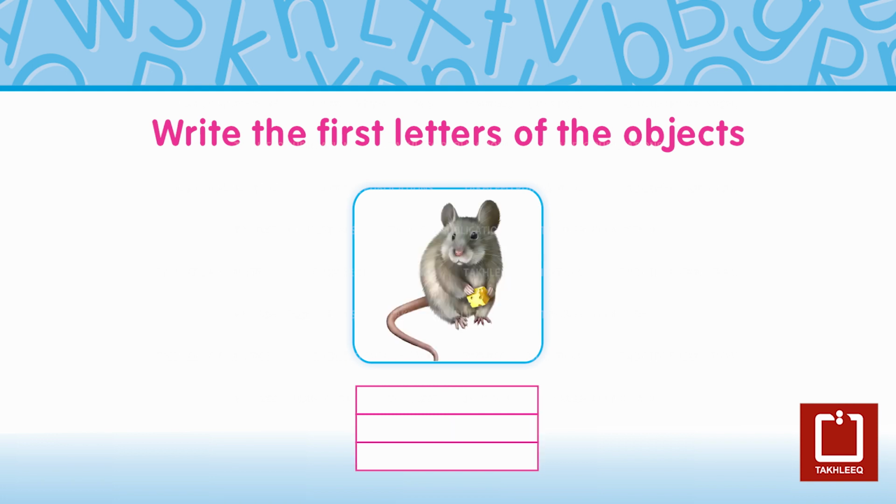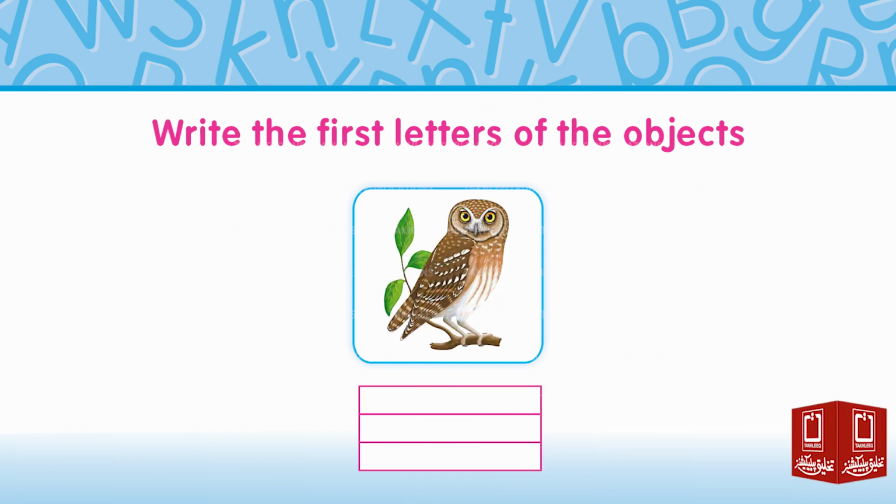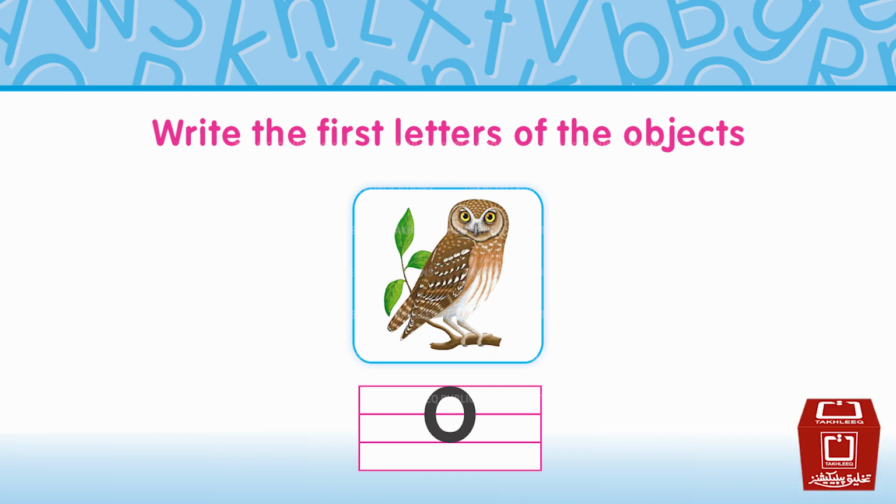This is the picture of a mouse. Mouse starts with M. So we write M on the lines. This is the picture of an owl. Owl starts with O. So we write O on the lines.